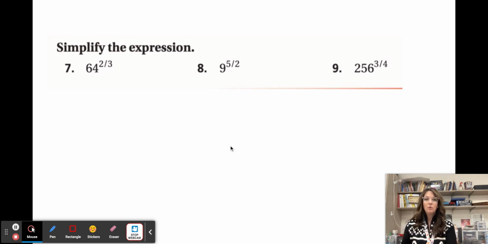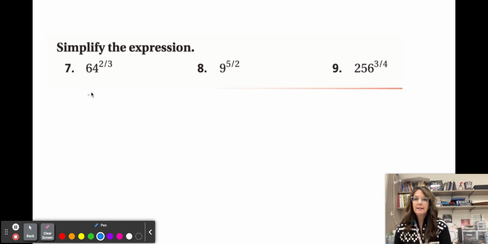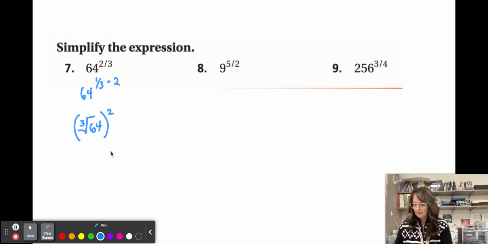Now notice that they are no longer unit fractions, okay? So we'll kind of break this up. Let's write this as 64 to the 1/3 times 2, okay? So this allows us to take the cube root of 64, because that's what that means, the 1/3 power. Then we want to take it to the power of 2. So the cube root of 64 is 4. You can do that on a calculator, right? 4 squared is 16.